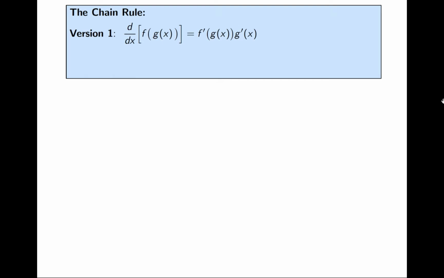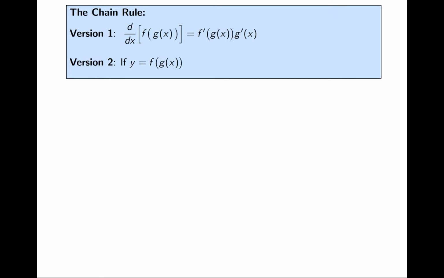You will recall that the chain rule is a derivative rule that tells us how to find the derivative of a composition. It has two versions. Version 1 states that the derivative of f of g of x is f prime of g of x times g prime of x. It's the derivative of the outside function with the inside function plugged into it, and then that whole thing times the derivative of the inside function.